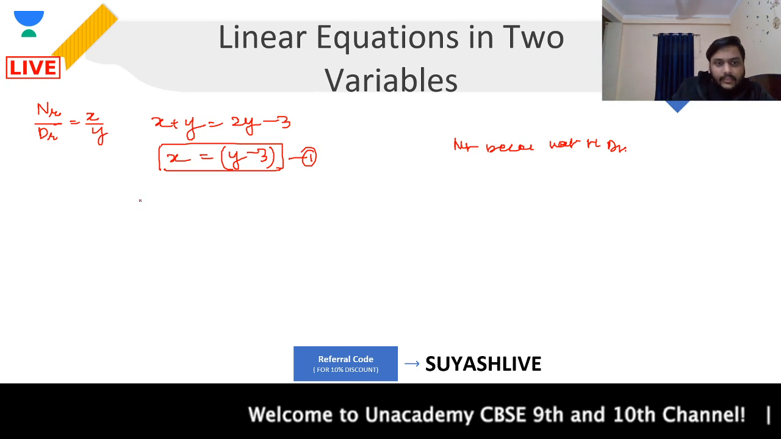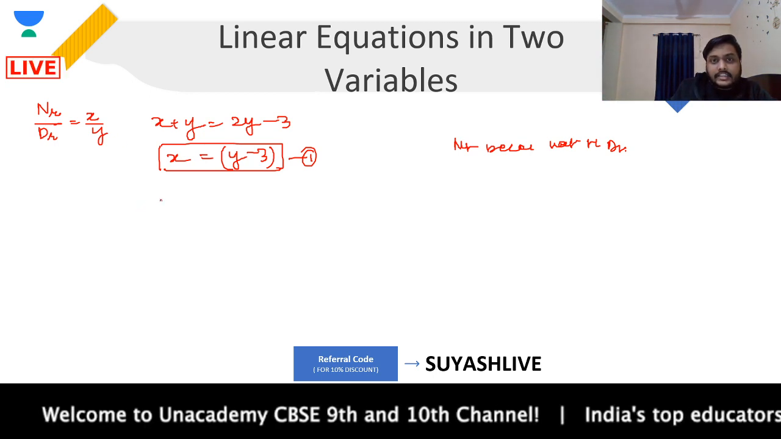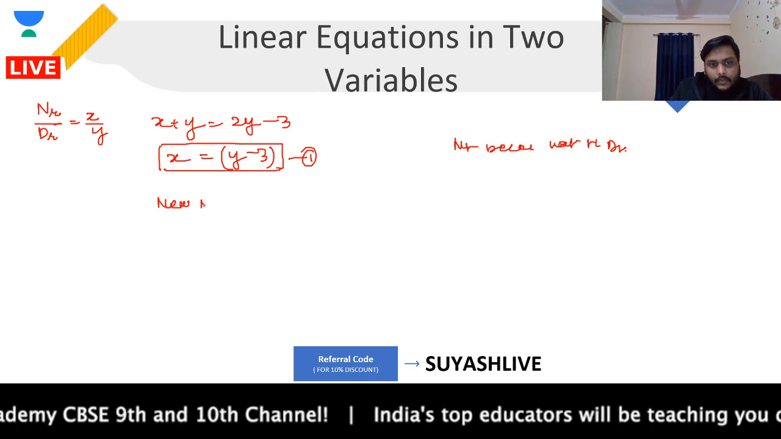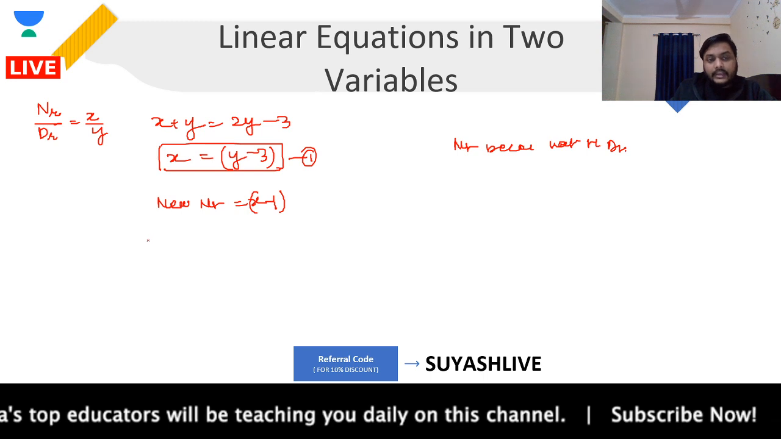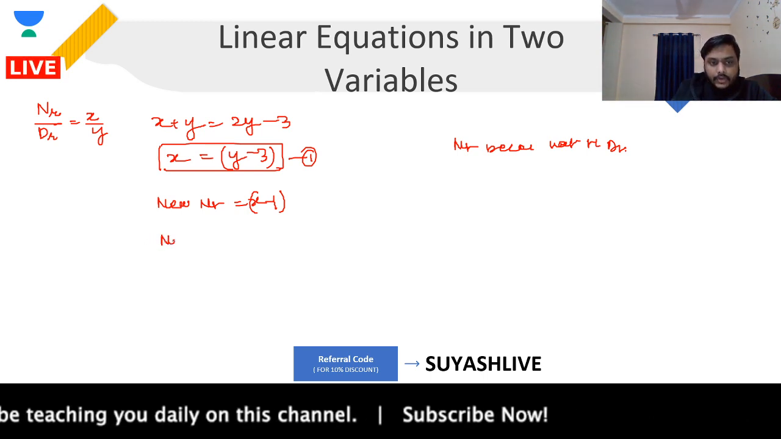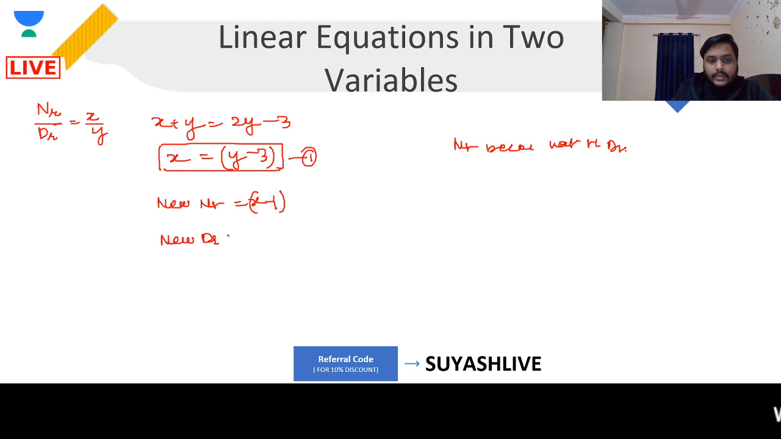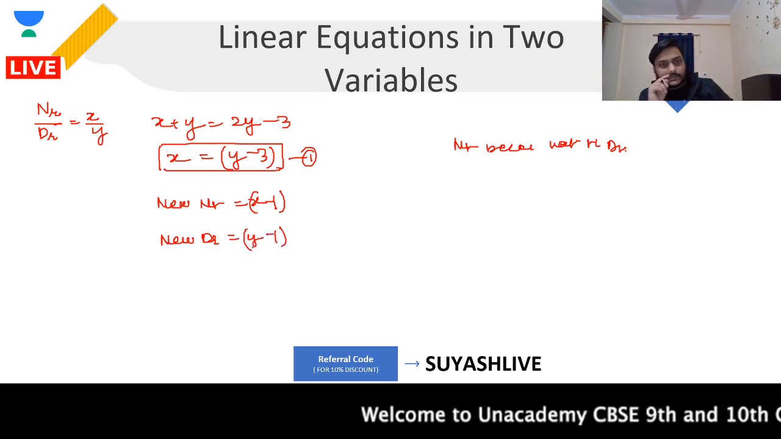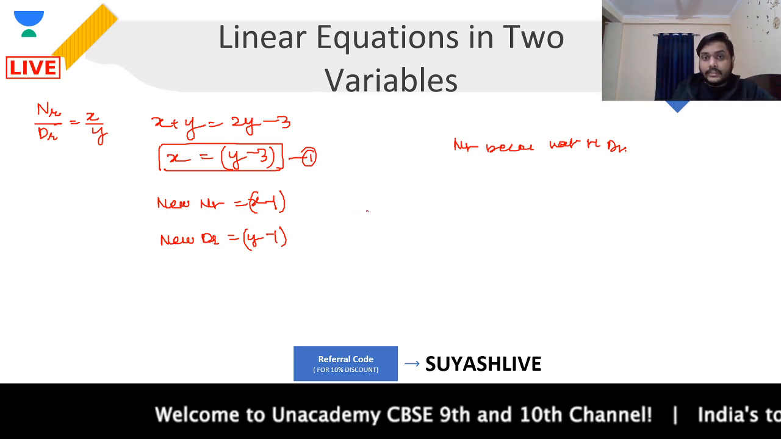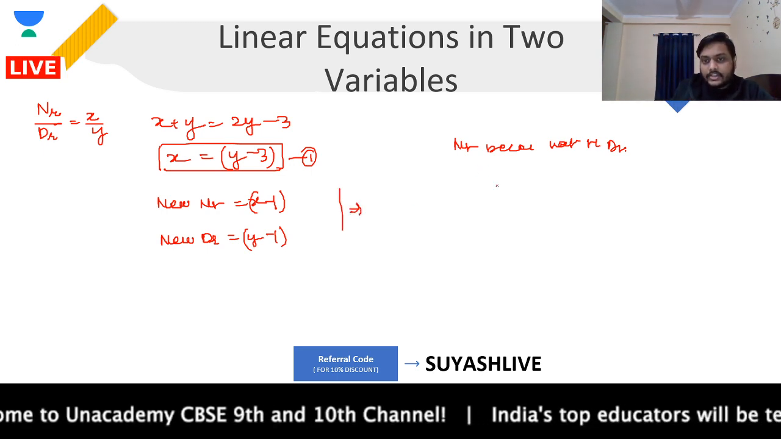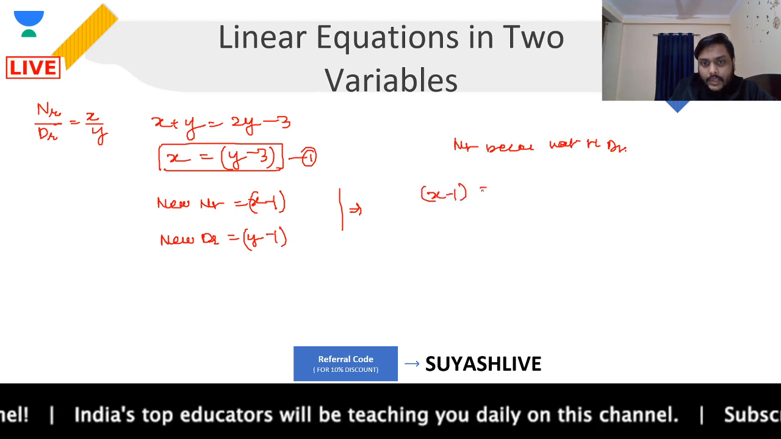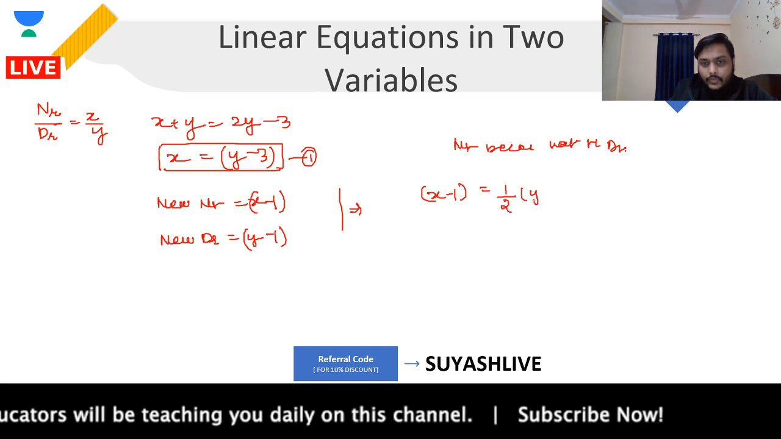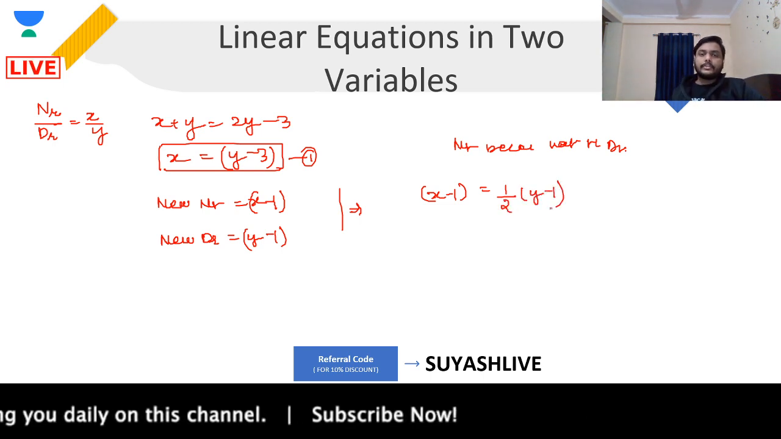Now I'm saying that if my numerator decreases by 1, the new numerator will be x minus 1. And in the same way, if I'm decreasing my denominator by 1, then my new denominator will be y minus 1. Are you clear? This is what I'm having, x minus 1, y minus 1. Now guys, if this happens, what is the condition? Condition is numerator, that is x minus 1, becomes half of denominator, that is y minus 1 ka half. Are you clear with this or not? You got the point?